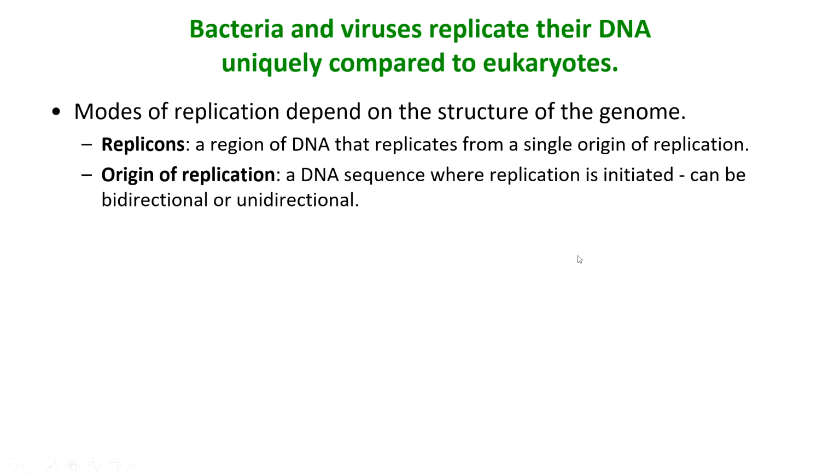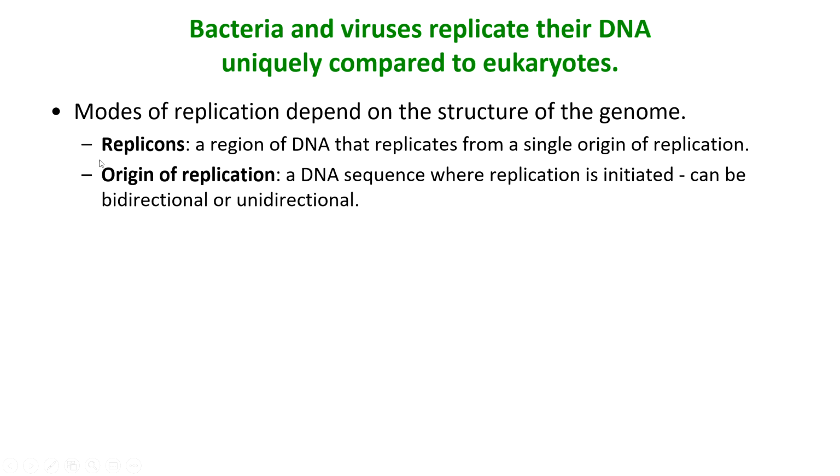Bacteria and viruses replicate their DNA uniquely compared to eukaryotes, mostly because of the structure and shape of the genome. Bacterial genomes and viral genomes are very small, and they're also circular. And so there are some factors that bacteria and viruses can sort of get away with because of their circular small genomes, where eukaryotes have to come up with unique workarounds for those issues. And so the mode of replication depends on the structure.